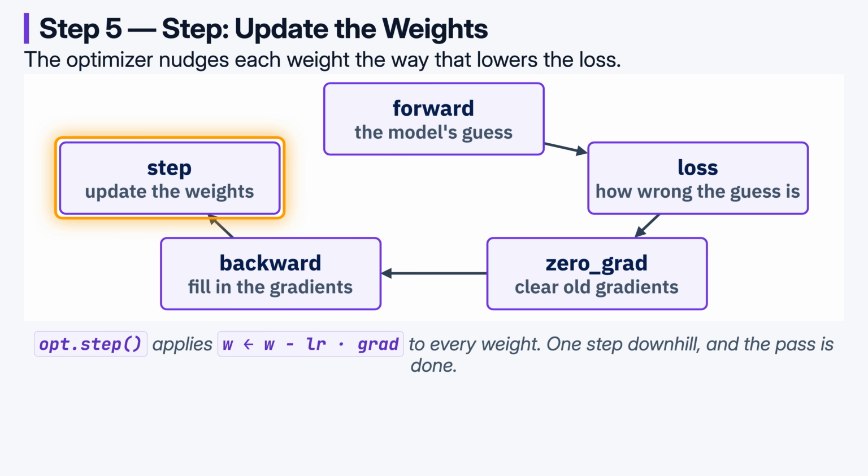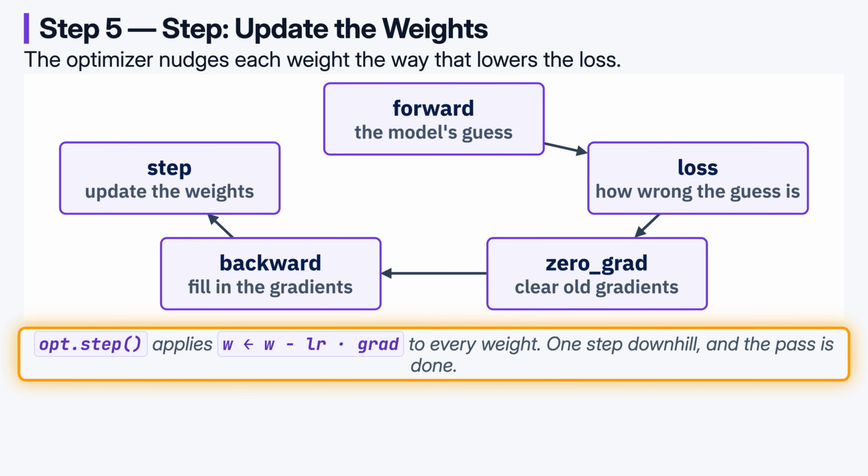Fifth is step, the optimizer step from the last lesson. It nudges each weight the way that lowers the loss. The last arrow reaches the step box. Opt.step applies w becomes w minus the learning rate times the gradient. One step downhill and the update is done.